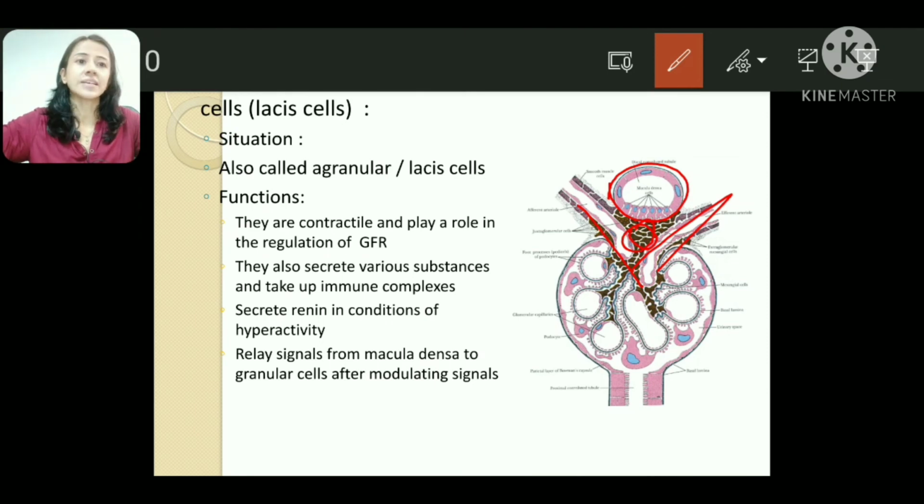Number one, they are contractile. So, because of contraction of extraglomerular mesangial cells, GFR gets altered because their contraction affects the diameter of the afferent arteriole. Second, they secrete various substances and they take up immune complexes. Third function, sometimes in hyperactivity, they also secrete renin. And fourth function, signals are relayed from the macula densa cells through these extraglomerular mesangial cells after modification to the afferent arteriole. So, they relay signals from macula densa to the granular cells after modification of these signals.